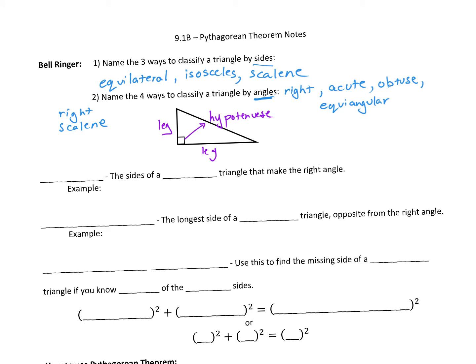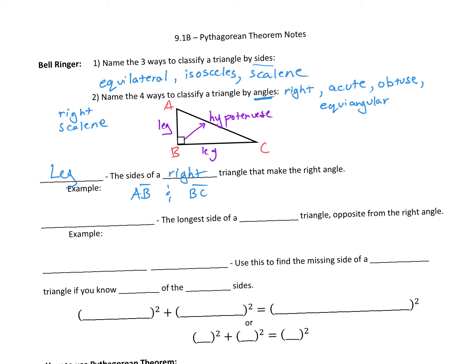So here, next, the legs of a right triangle are the sides that make the right angle. So if I name this, let's say this is A, B, and C, the legs would be AB and BC from that picture.